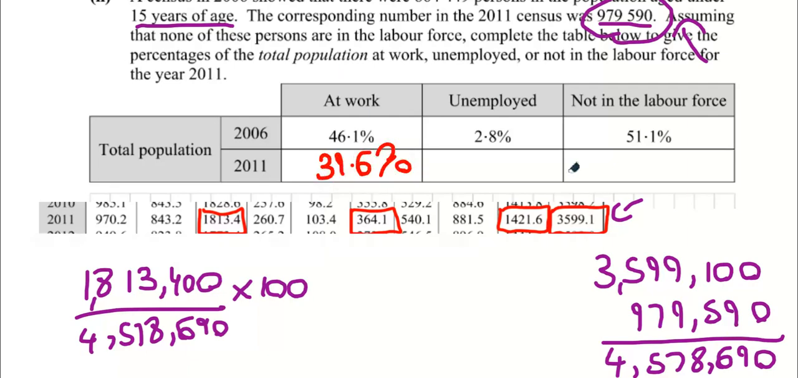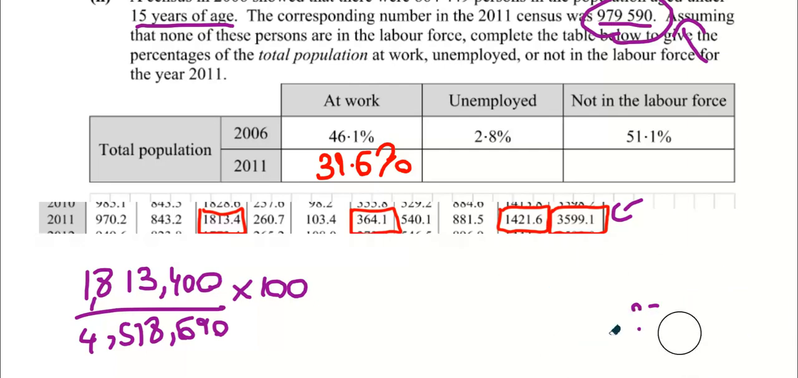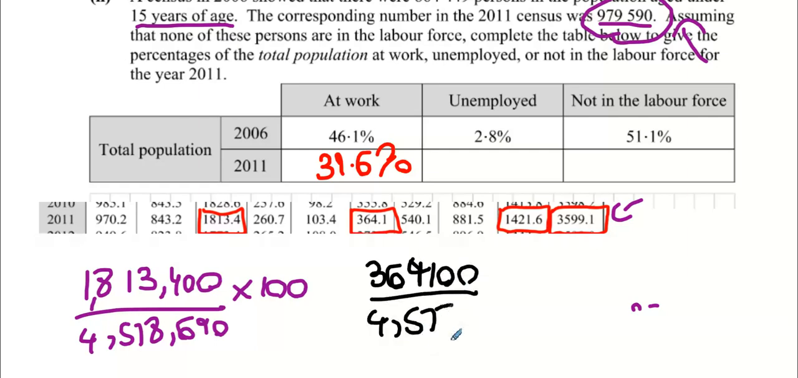I'm going to repeat this procedure a couple of times. What's my next target now? The 364,000 people there, okay? So it's 364,100 are unemployed, and we're going to divide that by this number here, multiply it by 100, and most of you will probably tell me that it's 8%.